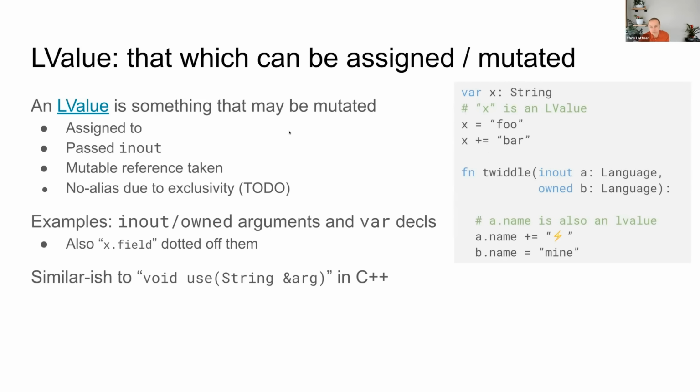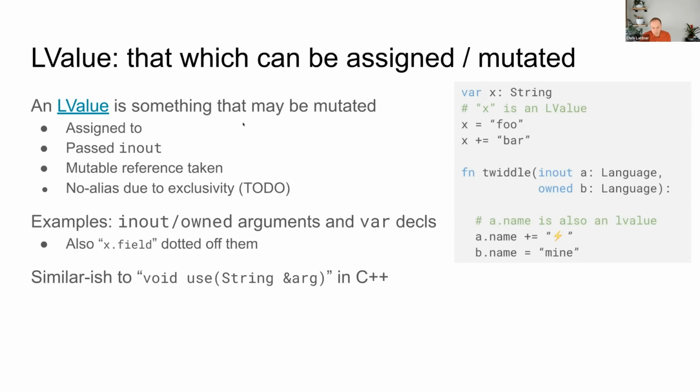L values, I think, are also quite familiar. This is like passing a mutable reference in C++. And so that allows you to read from, write to, all good, pretty simple. Eventually in Mojo, we'll prevent aliasing with other references. And so we'll build that in the future. But this L-value concept is hopefully pretty simple.